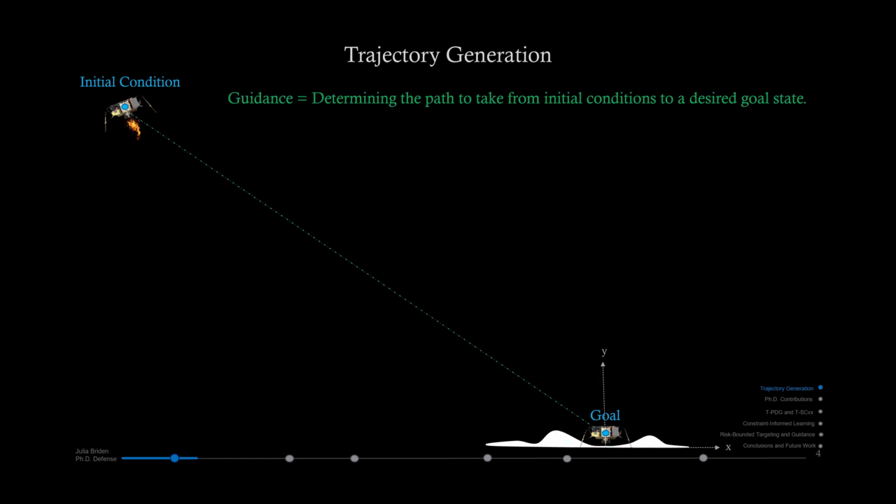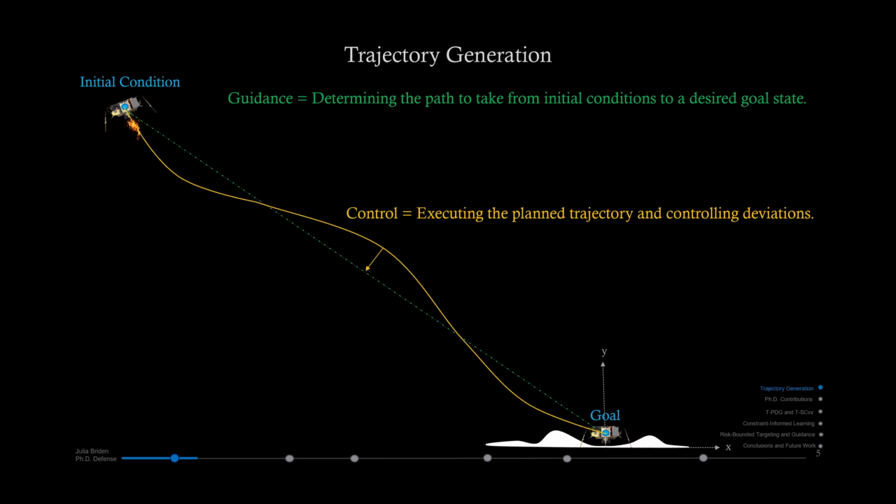And trajectory generation usually comes in 3 separate parts. So one of them is guidance, or determining the path to take from that initial condition to the desired goal state. And then after generating that trajectory, our control enables us to execute the planned trajectory and then control if there are any deviations in that plan. And potentially, your vehicle will veer so far away from that trajectory that it needs to be recomputed. And so guidance will need to take over again and recompute that planned trajectory after the deviation.